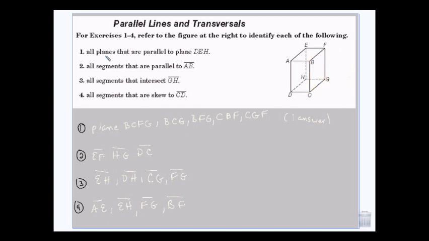Okay. The segments parallel to AB. AB runs here, so all of the parallels are the ones that run the same direction. We're good?